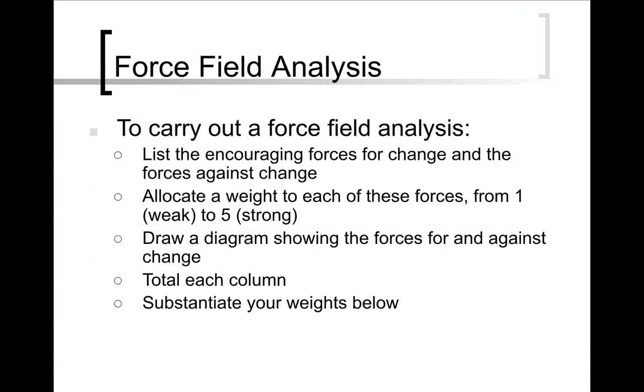All right, so here's what we do to carry them out. You will definitely have the change in the middle of your force field. You will list those factors, forces for change and against. Allocate a weight to each of these forces, 1 to 5. Again, 1, 2, pretty weak. 3, pretty neutral. 4, 5, pretty strong. We'll draw that diagram showing the forces for and against change. We'll total our columns. Then we are going to substantiate our weights below.